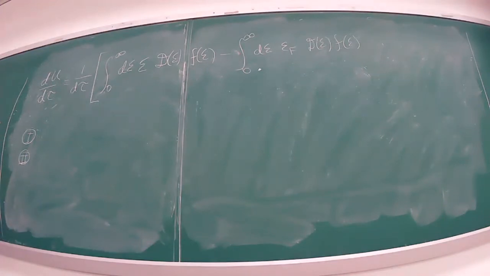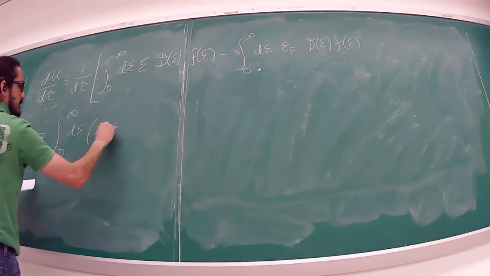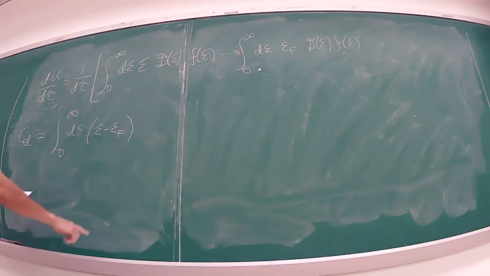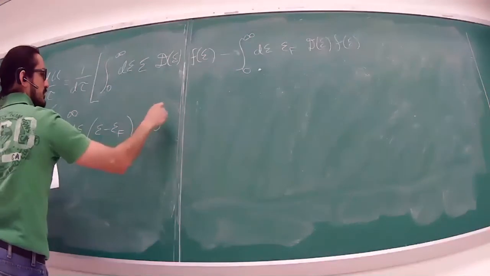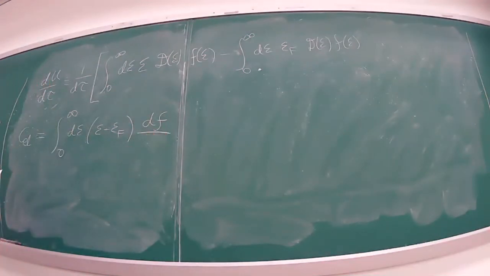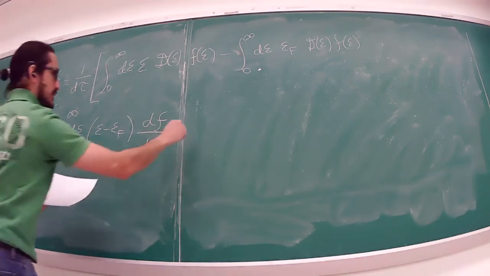So the electronic heat capacity, or fermionic, I guess you can call it, is integral from zero to infinity, dE, E minus EF, times the derivative of the Fermi Dirac distribution with respect to tau, and then the density of states.